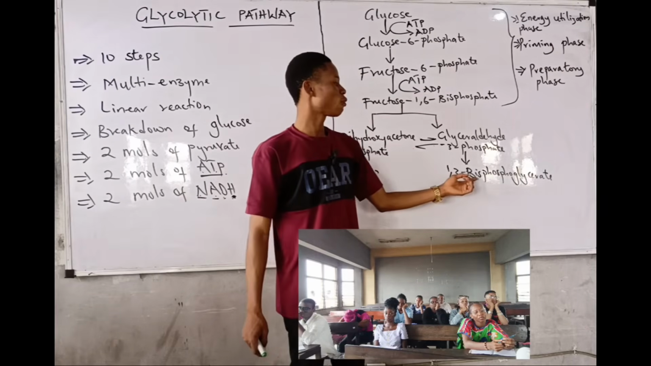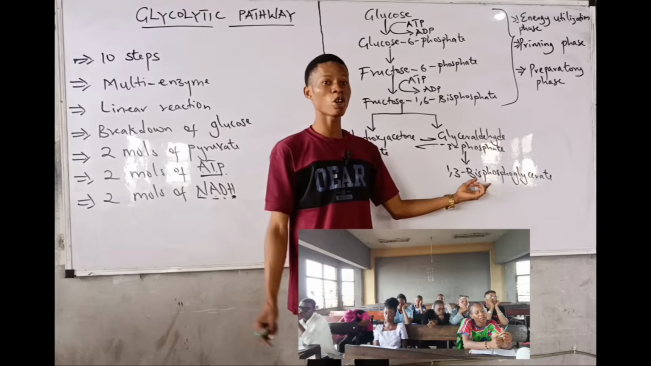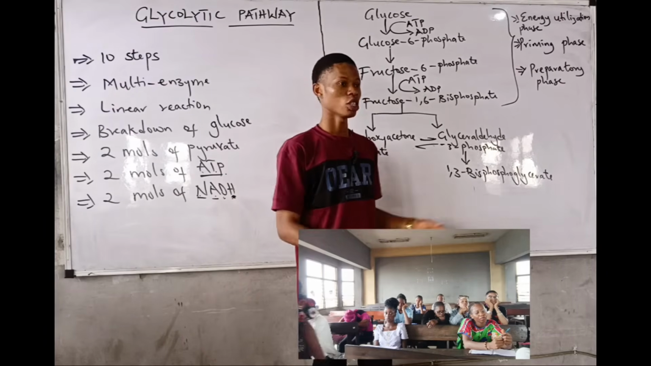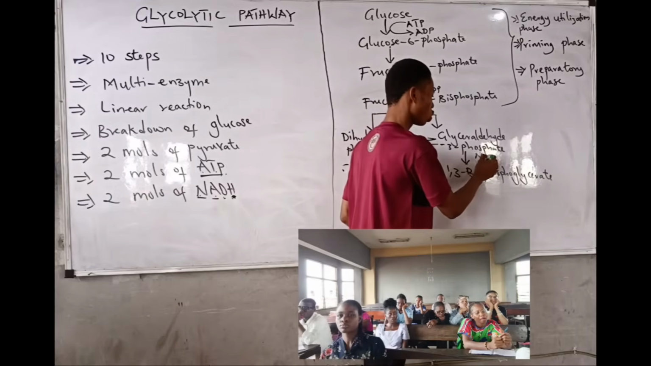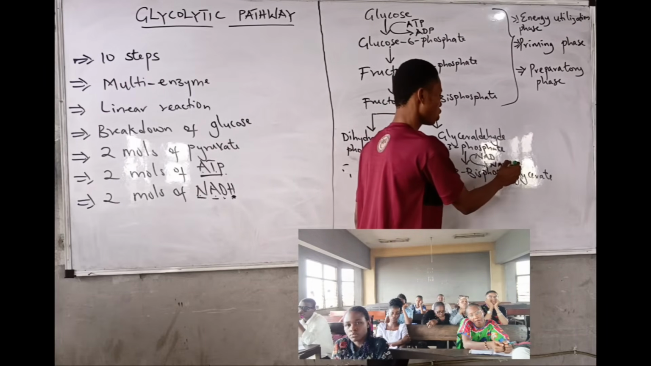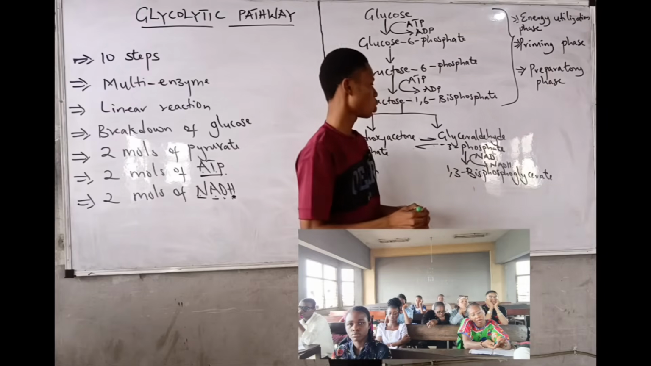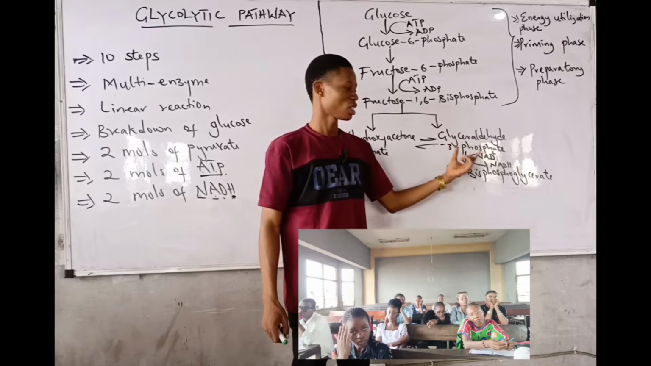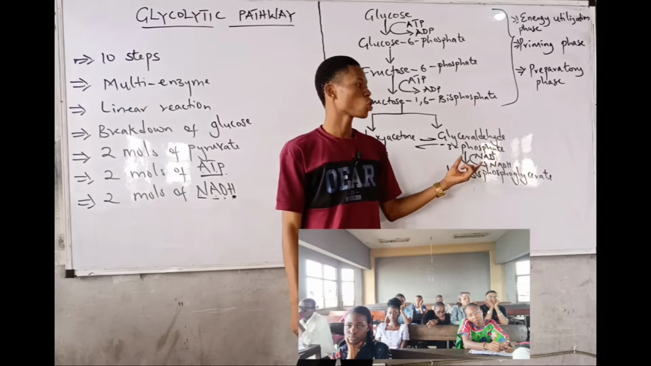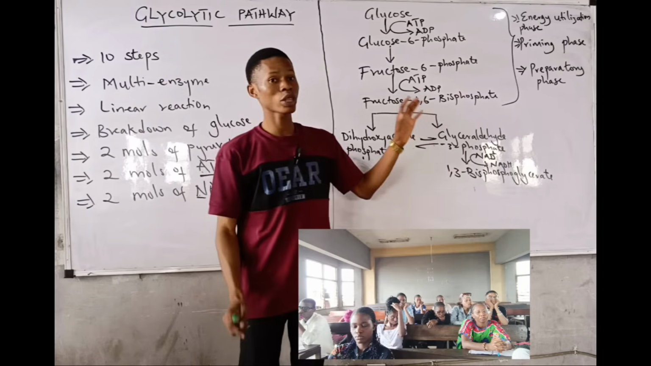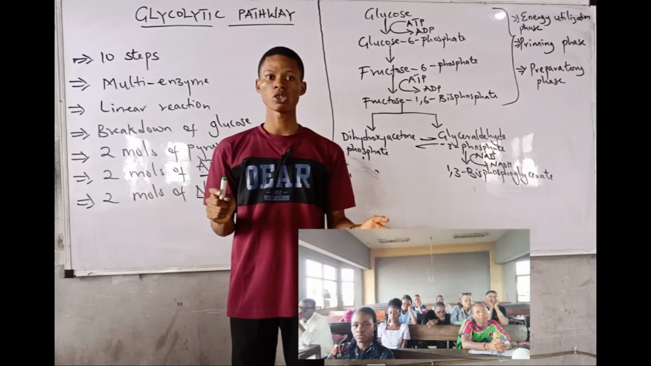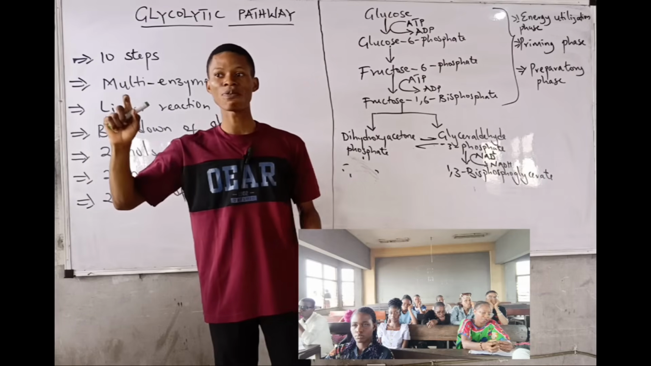Now, the other phosphate group we are adding now is not from ATP. It is actually an oxidation reduction reaction. So what is happening here is NAD plus is used to oxidize this to form NADH. Now look at this. There are 2 types of phosphorylation here. The 2 types of phosphorylation are substrate level phosphorylation and oxidative phosphorylation.